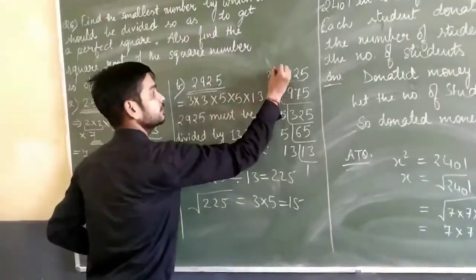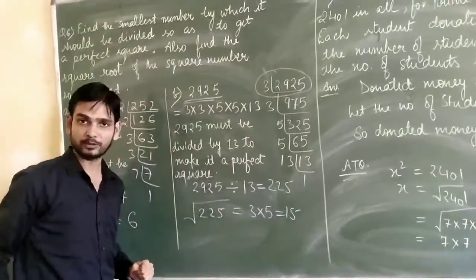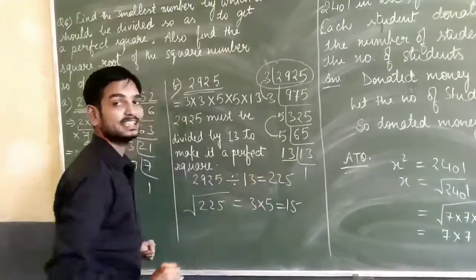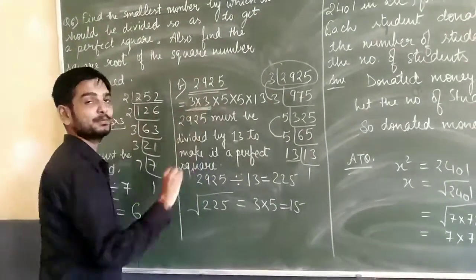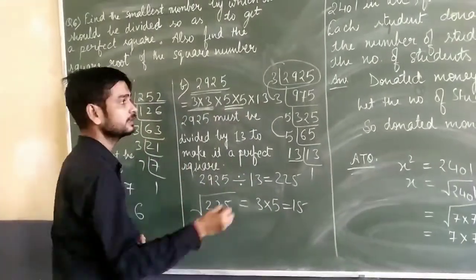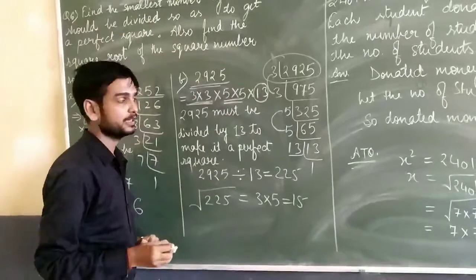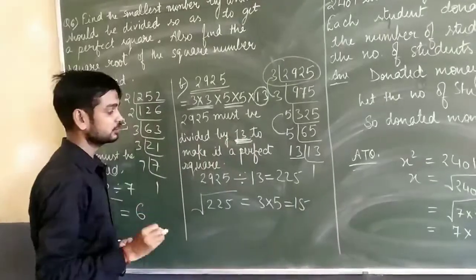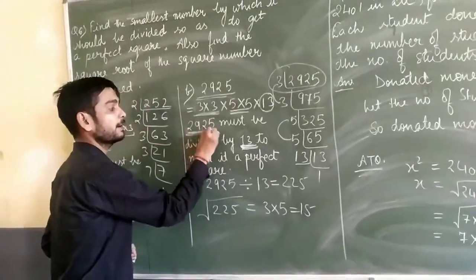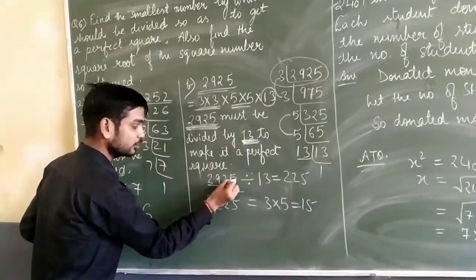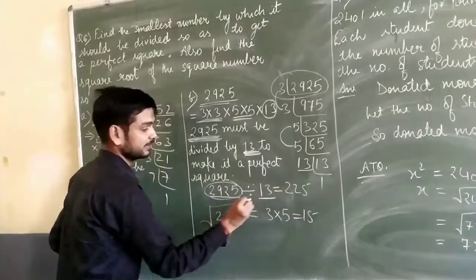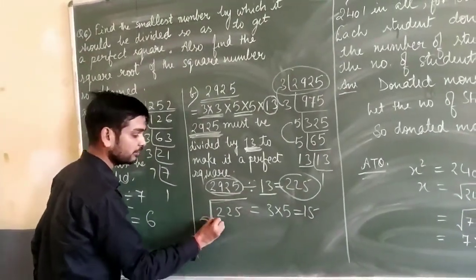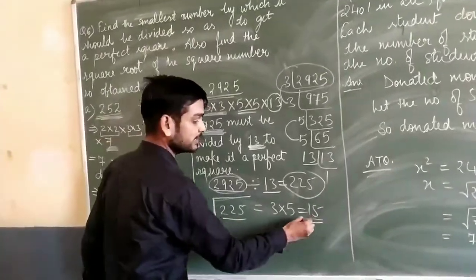Similarly, student, let's see the B part. Firstly, you can see here we will do the factors of 2925. You can see here 3 is 2 times, 5 is 2 times, then 13 is 1 time. You can see 3's pair is done, 5's pair is done, but 13's pair is not completed. So what is the answer? 13 must be divided. So it will be a perfect square. Now student, we will divide 2925 by 13. So what will come? 225. And now we have to do the square root of 225. So the answer of this question is 15.